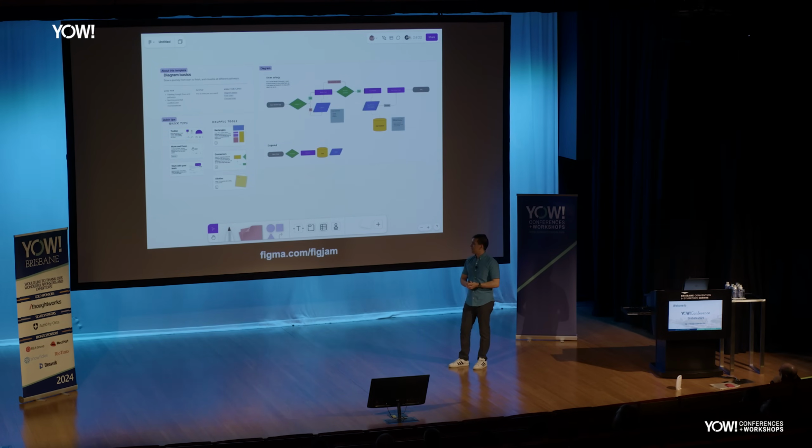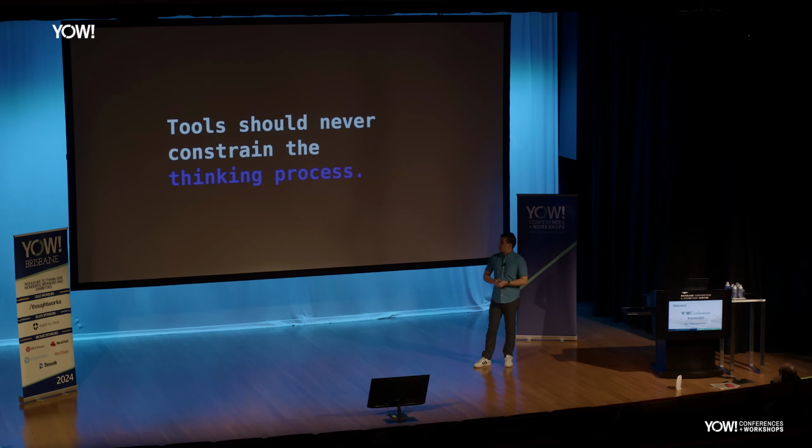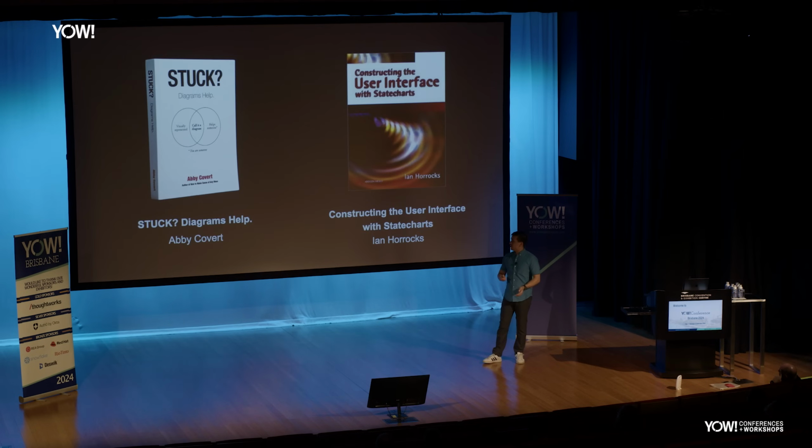And so Figma is a great tool for collaboration too. So again, two things that could really help improve the way you make diagrams: making it physically, and also collaborating with your team. So again, I really like using FigJam for this. But in general, tools should never constrain the thinking process. So you shouldn't be limited to what your tool can do.